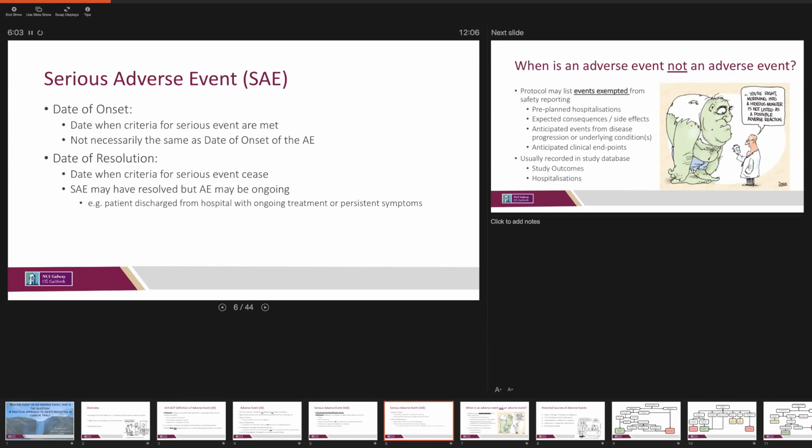So the example I'll give you there is a patient who develops a chest infection, goes to see their GP on a Monday, goes on antibiotics and treatment. It doesn't get any better, and they wind up being admitted to hospital on the Thursday. The date of onset of the AE was the Monday when they went to their GP or first experienced symptoms, and the date of onset of the SAE was the day they entered the hospital.